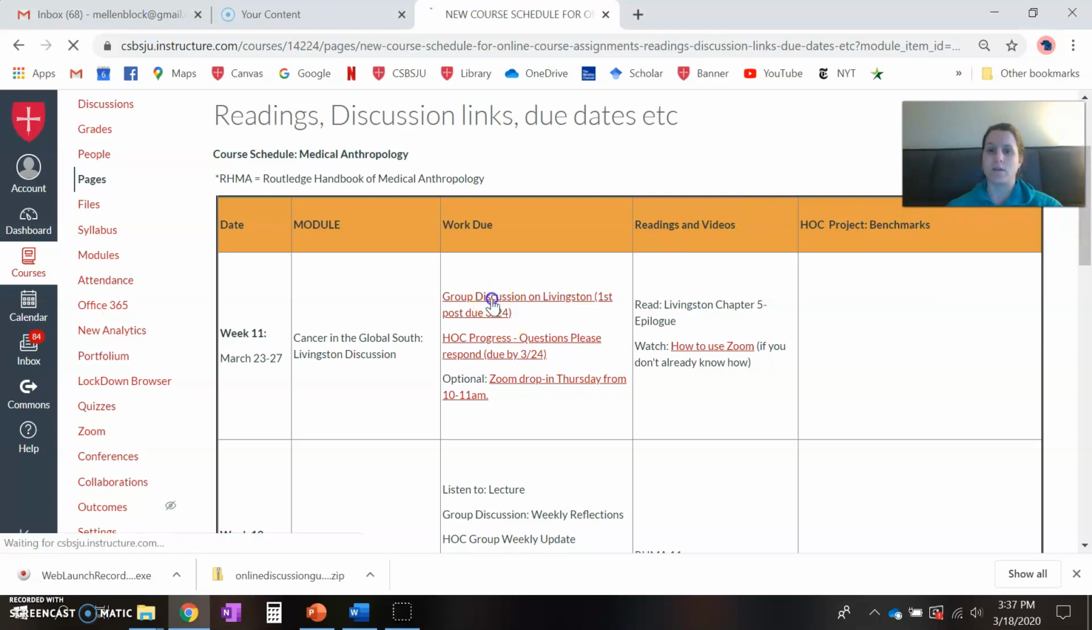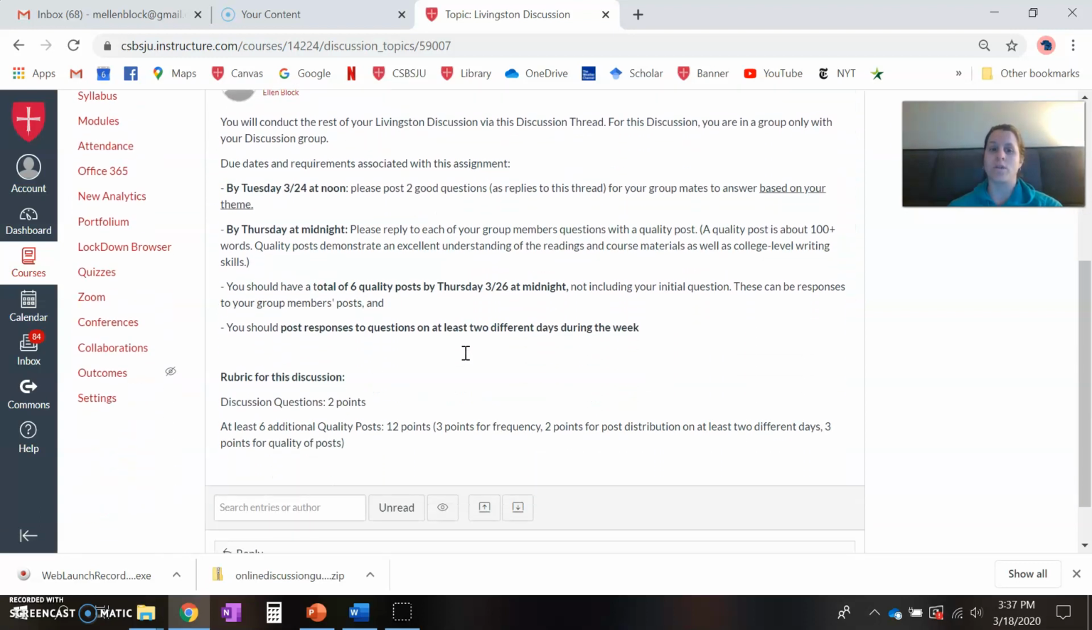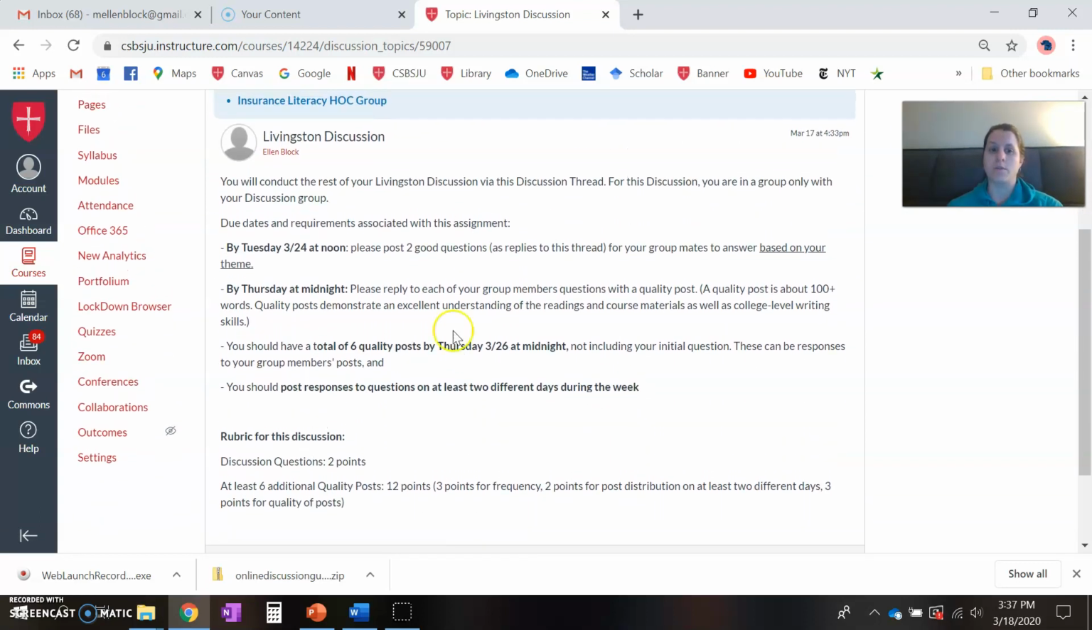So let me just click into the group discussion on Livingston so you can see what that looks like. So this is my view. Yours won't look like this, but I've divided you all into your separate groups. So you're only going to be having a conversation with your group. So by Tuesday, the 24th at noon, you're going to post 2 good questions as replies to this thread. And then by Thursday at midnight, respond to each of your group members with a quality post.